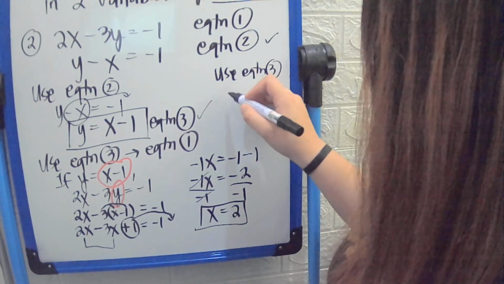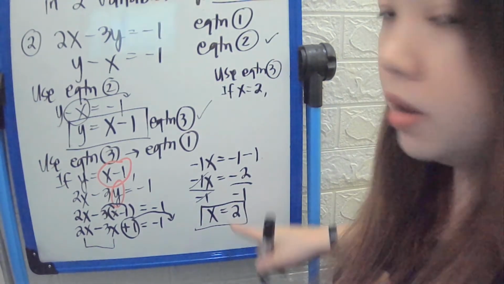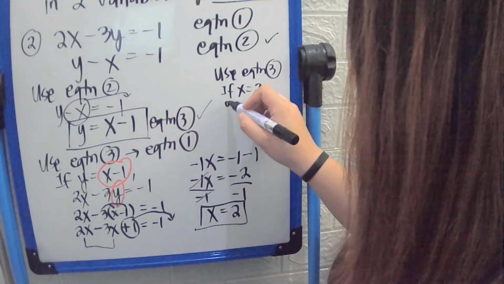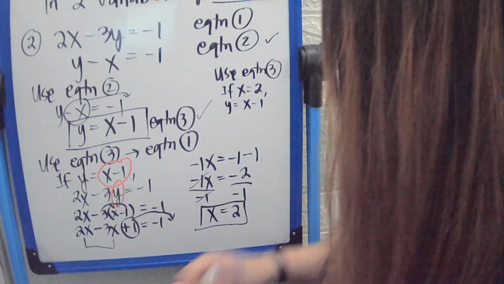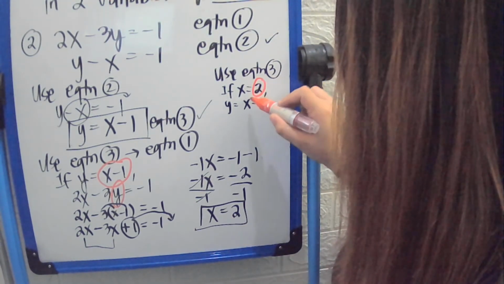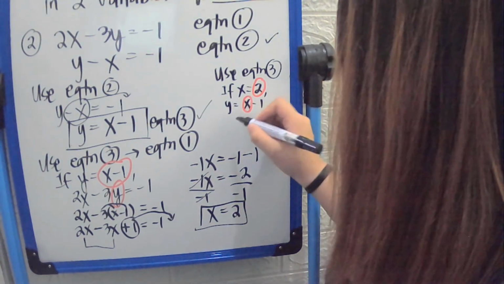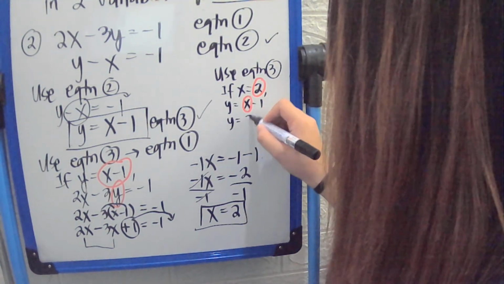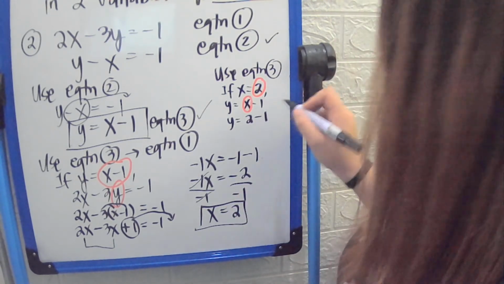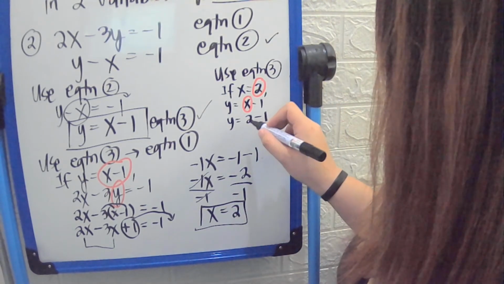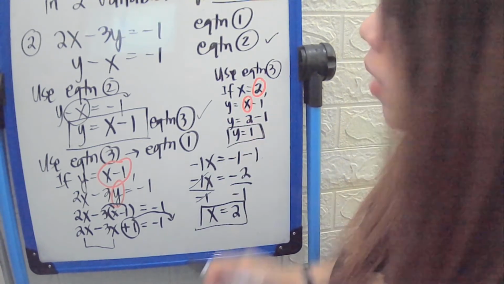Okay? So, if your x is 2, ito siya, your equation 3 is y is equal to x minus 1. So, papalitan ngayon natin ng 2, itong x na to. Okay? So, that will be y is equal to 2, your x is 2 now, 2 minus 1, kasi may minus 1. So, 2 minus 1 is 1. So, this is your value for y.